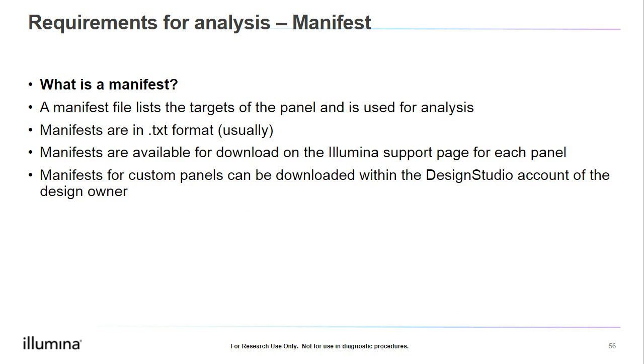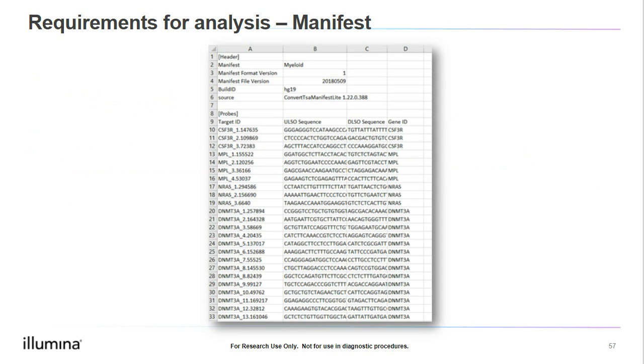The next thing we need is our manifest. A manifest is a .txt file which lists out all of the targets in the panel we are sequencing. For pre-designed panels, Illumina provides the manifest for download on the support page for each of the panel kits. Manifests for custom panels can be downloaded within the Design Studio portal by the panel owner. Manifests are .txt files, so just plain text files, so I'd like to view them in Excel instead of a text editor, as it's easier to see the proper formatting, like how the columns align.